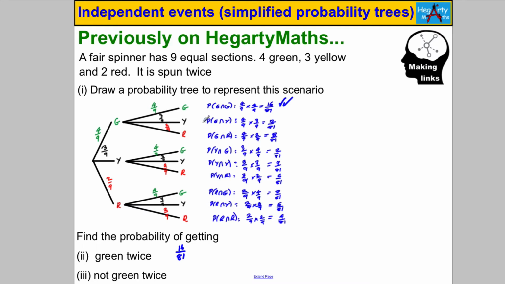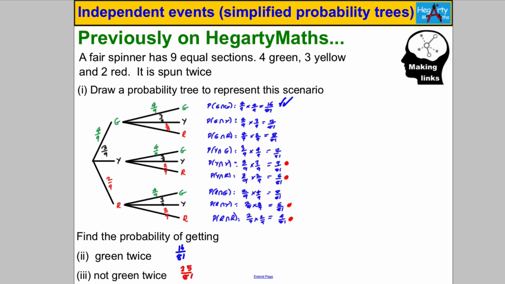What's the probability of getting not green twice? Well, let's look at all those scenarios. There's a green in each of these. There's a green here. You can either have yellow, yellow and yellow, red. They're both not green twice. Or you could have red, yellow and red, red. So you add up each of these. 9 add 6 is 15. Add another 6 is 21. Add another 4 is 25. It would be out of 81.